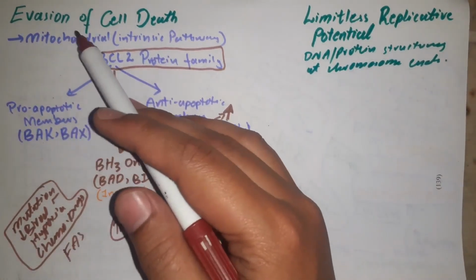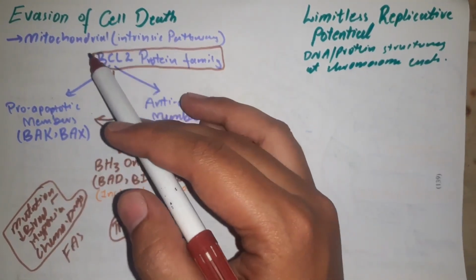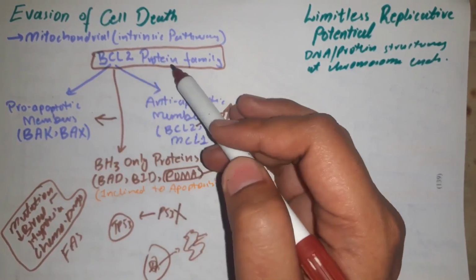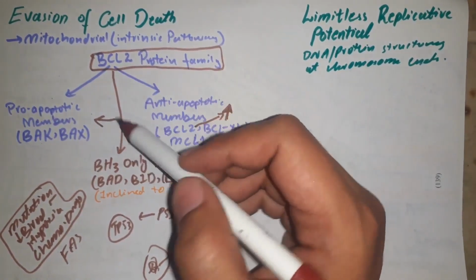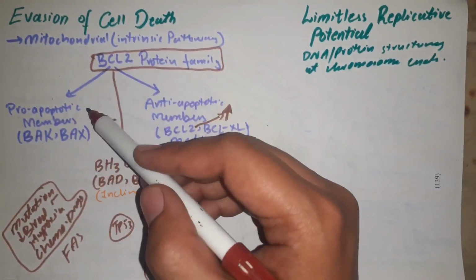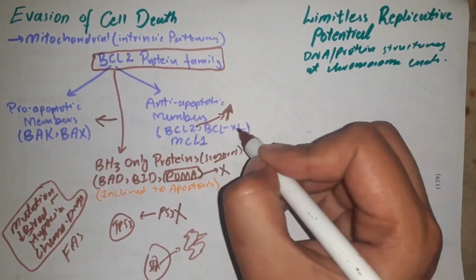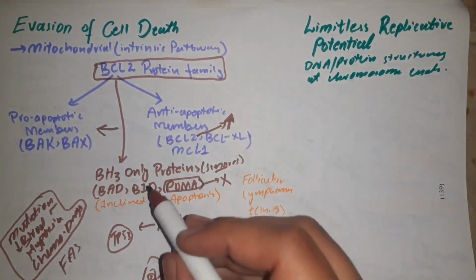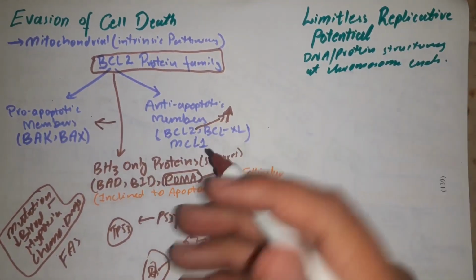Cancer cells are prone to death by the intrinsic pathway, or mitochondrial pathway. This pathway is dependent on the BCL2 protein family, which has three principal subsets, which we will discuss. One is the pro-apoptotic members, which include BAK and BAX; the anti-apoptotic members, which are BCL2, BCL-XL, and MCL1; and a third class of protein, the BH3-only proteins, which include BAD, BID, and PUMA.